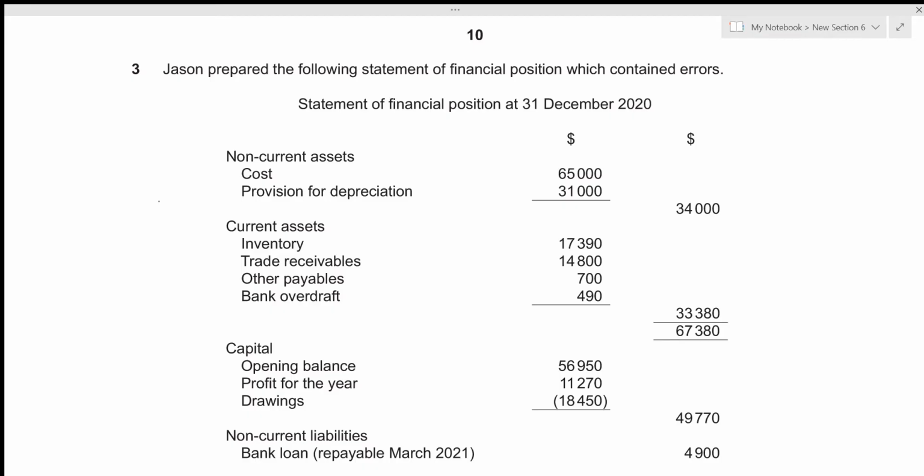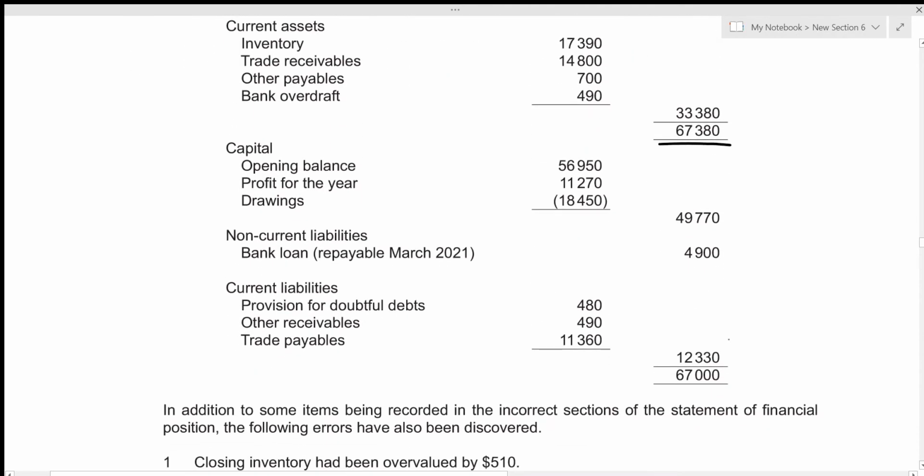So let's get started. Jason prepared the following statement of financial position which contained errors, and he prepared the statement of financial position at 31st December 2020. We can see that the total assets value is 67,380, whereas the total capital and liabilities balance is 67,000. And in addition to some items being recorded in the incorrect sections, so this is important. It says that some items are recorded in incorrect sections, so we need to look for those items as well of the statement of financial position, and the following errors have also been discovered.